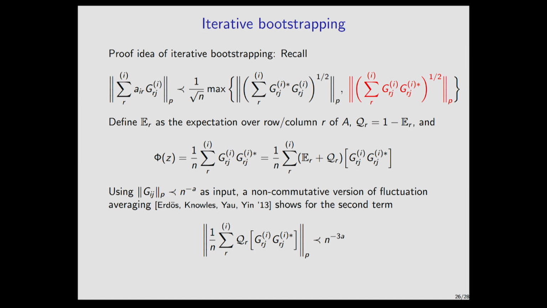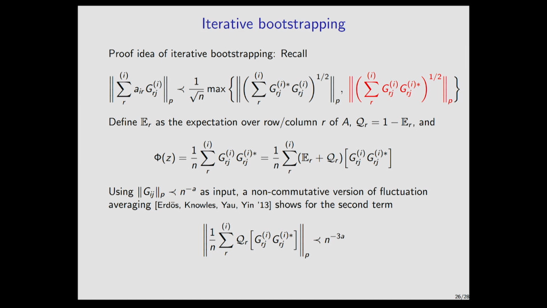I can take each summand and write its partial expectation over the row and column of A, and then 1 minus its partial expectation. So there's a centering term and a fluctuation term. And then using the fact that I have this n to the minus a bound for the off-diagonal blocks as input, we can use a version of fluctuation averaging to show that the average of the second term is in fact on a scale of n to the minus 3a. The naive bound for this would be n to the minus a times n to the minus a, which is n to the minus 2a. And then we can use a fluctuation averaging argument to show that because these terms are weakly dependent, we can estimate it on a scale of n to the minus 3a.